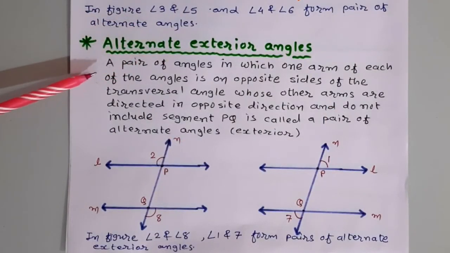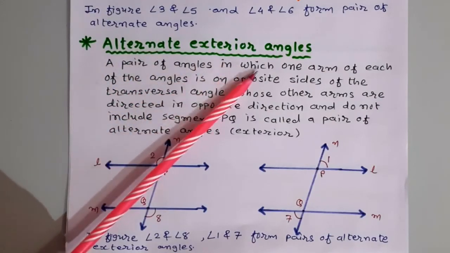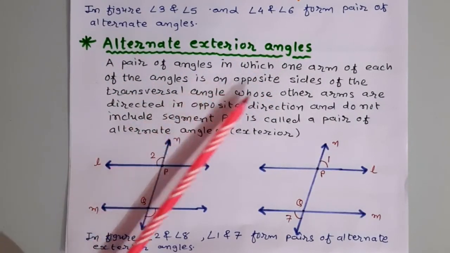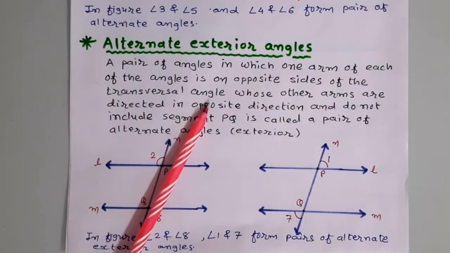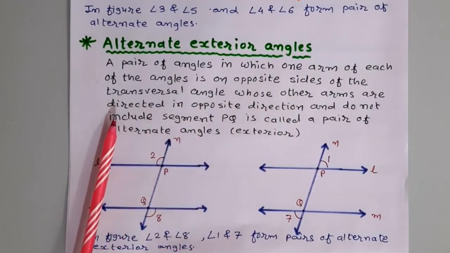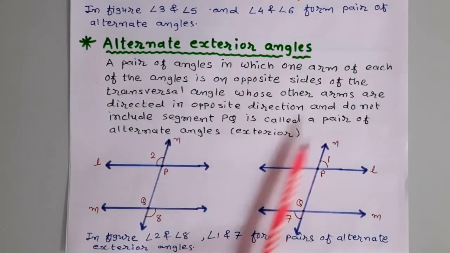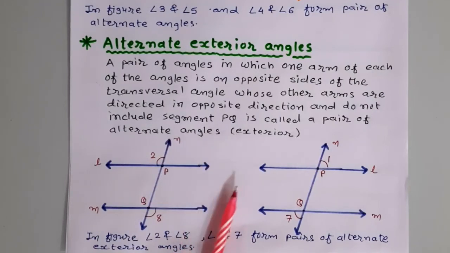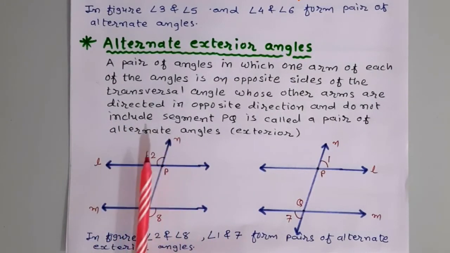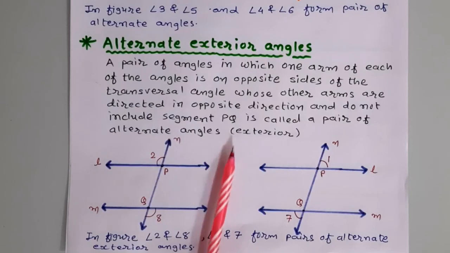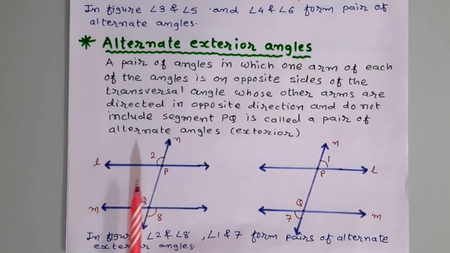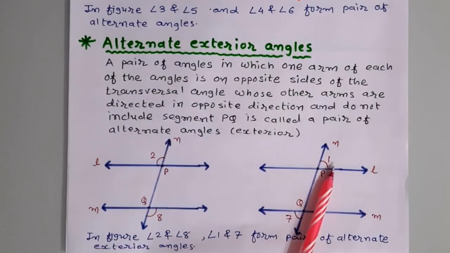Alternate exterior angles: a pair of angles in which one arm of each of the angles is on opposite sides of the transversal, whose other arms are directed in the opposite direction and do not include the segment PQ, is called a pair of alternate exterior angles. You can see here in the figure, angle 2 and angle 8, and angle 1 and angle 7 form pairs of alternate exterior angles.